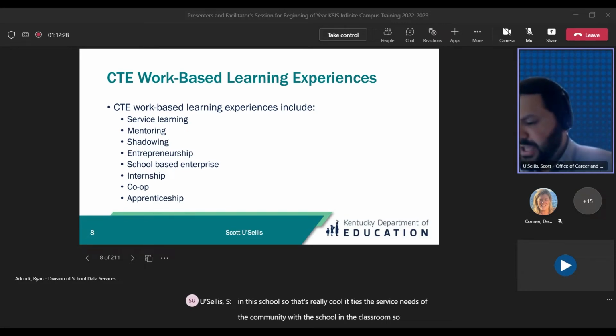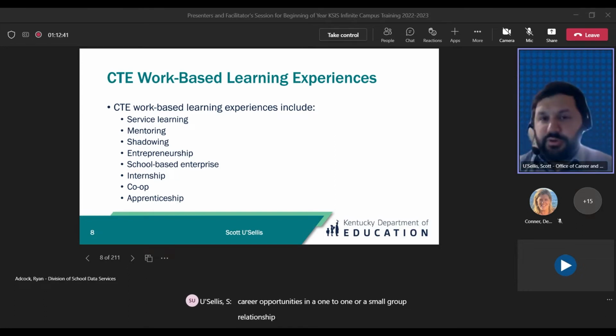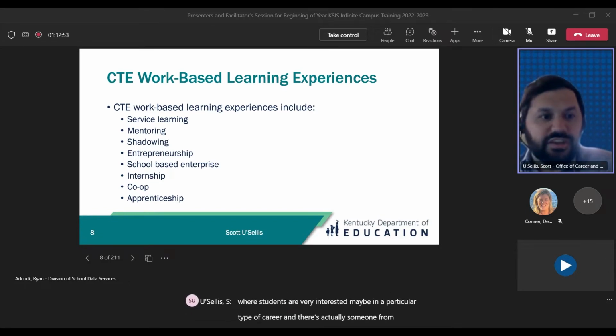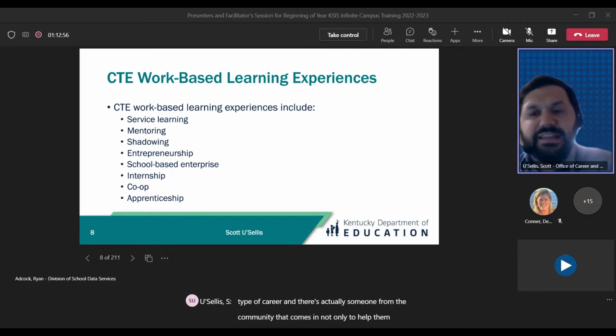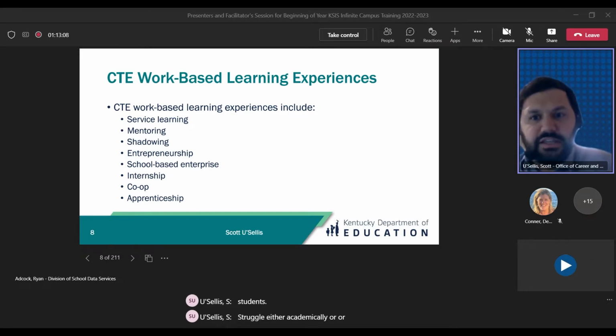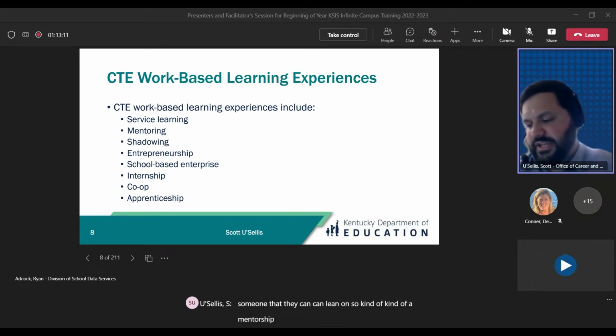Then you have mentoring, a partnership between employer and students that helps students become aware of career opportunities in a one-to-one or a small group relationship. We all have heard of a mentor, and we probably have mentors. This is more of a one-on-one or small group relationship where students are very interested in a particular type of career, and there's someone from the community who comes in not only to help them academically, but also personally. When students struggle either academically or in their life, they have someone they can lean on. So it's a mentorship activity.